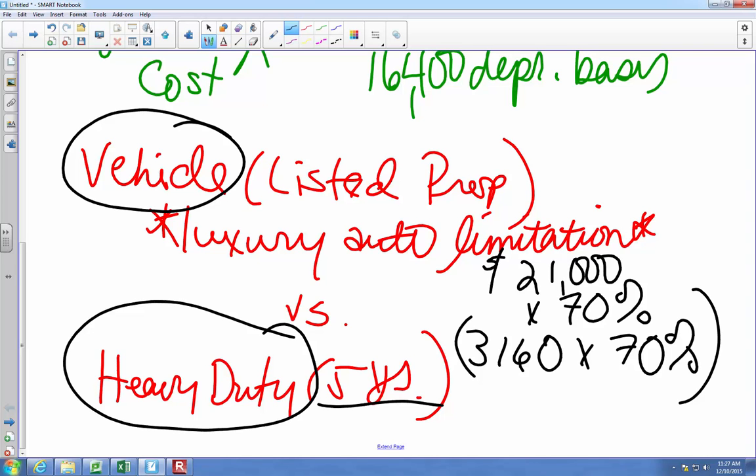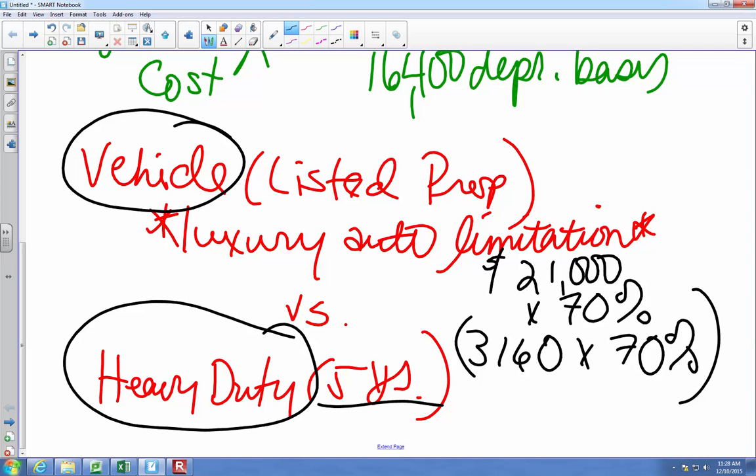What was the price on the luxury vehicle? Yeah, once you get up around 15, 16, 17, I mean, always go look at that luxury auto limits when it's a passenger vehicle. So in this case, it's not, is it? It's a heavy-duty truck on number 7.